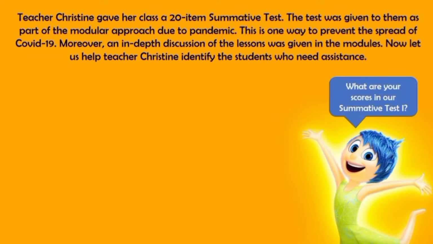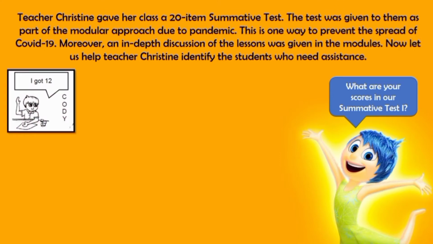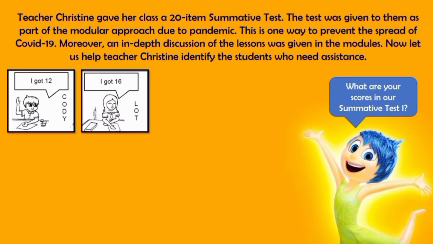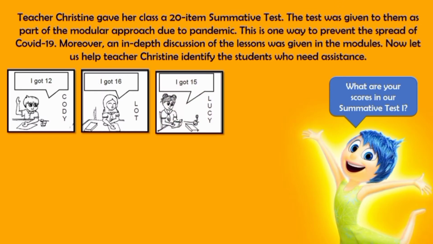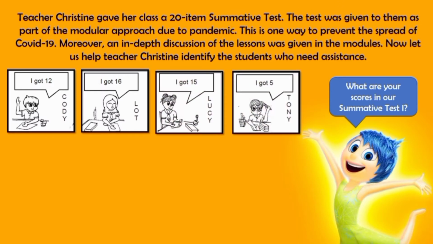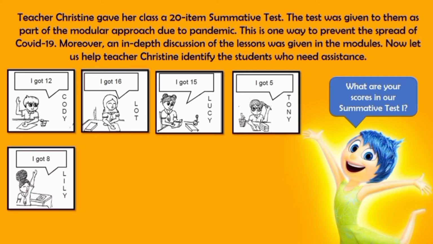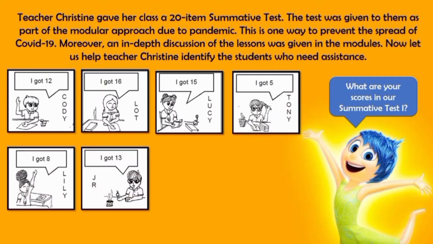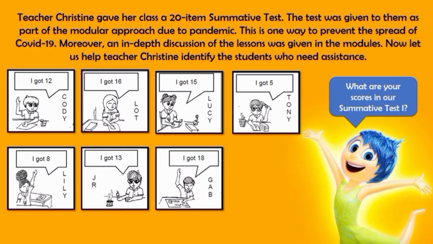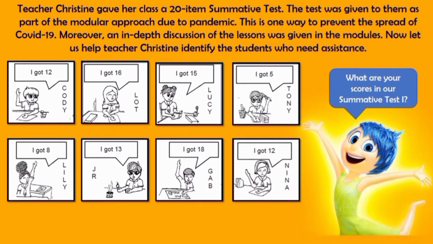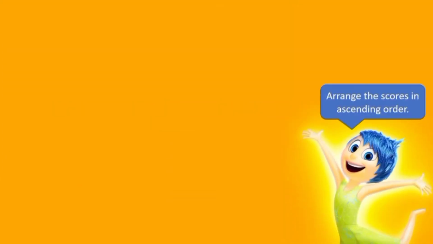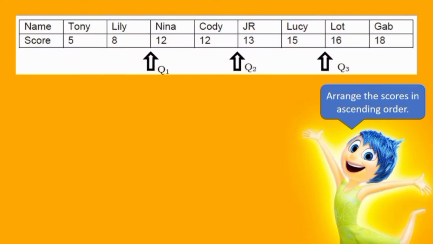What are your scores in the first summative test? I get 12. I get 16. I get 15. I get 5. I get 8. I get 13. I get 18. I get 12. Arrange the scores in ascending order. Now here are the scores.